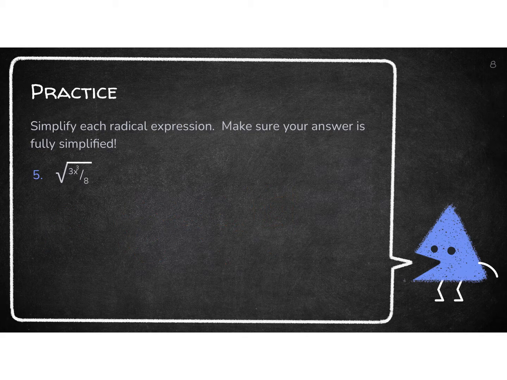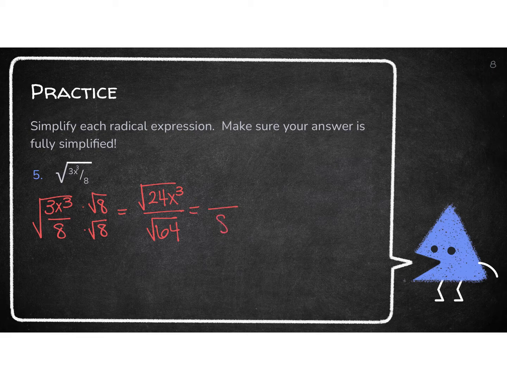Here's number 5. Let's take it up a notch. So right now I have the square root of 3x to the third over 8. I cannot simplify that at all. So what I'm going to do is multiply top and bottom by the square root of the denominator. That's going to give me the square root of 24x to the third over the square root of 64. So I know right away the square root of 64 is going to give me 8.